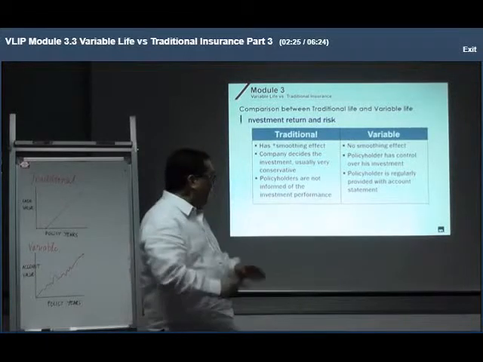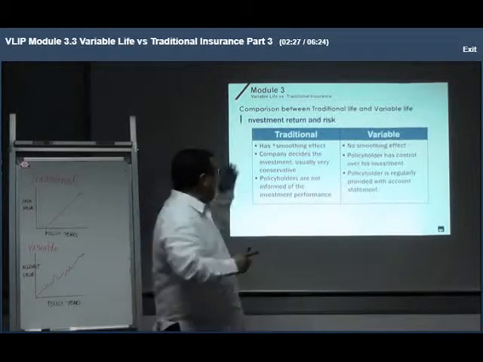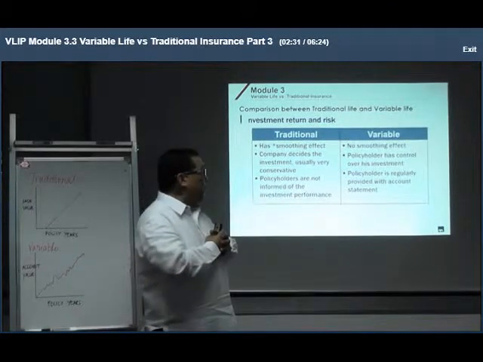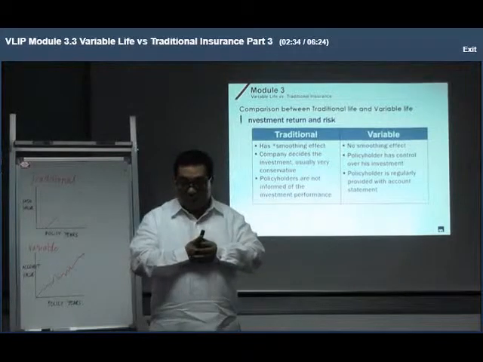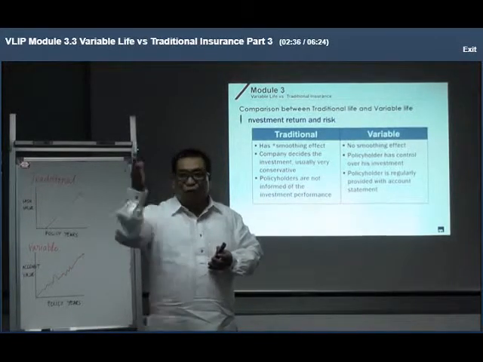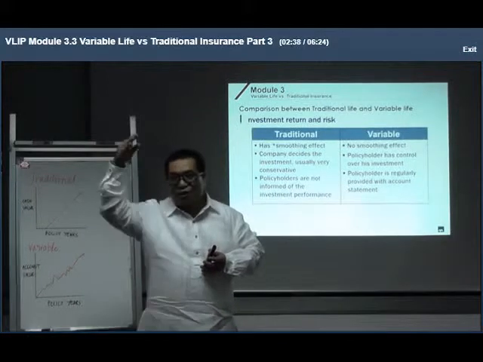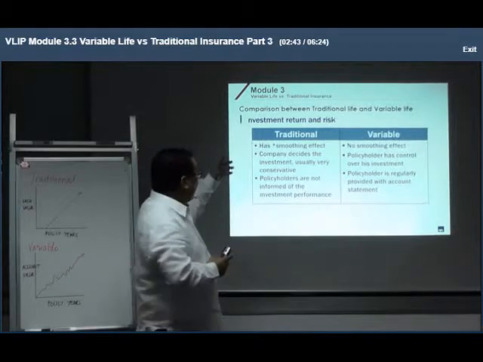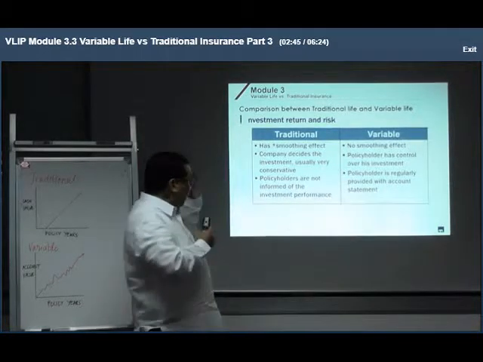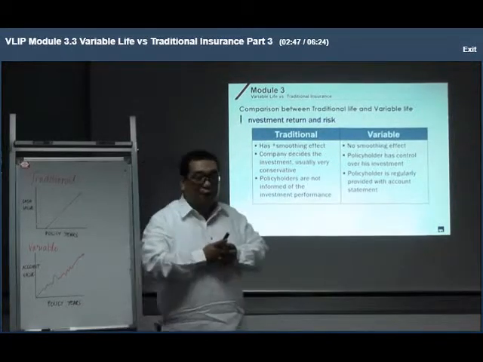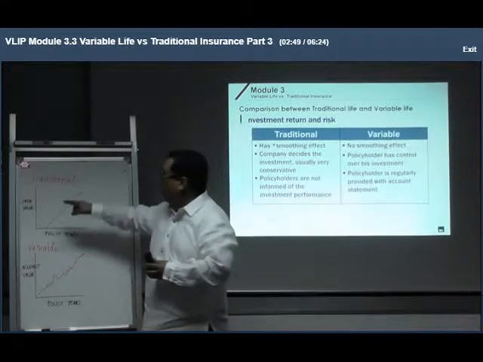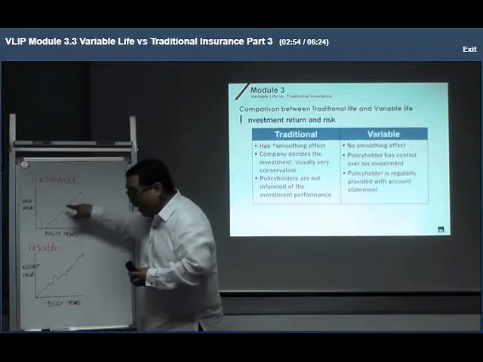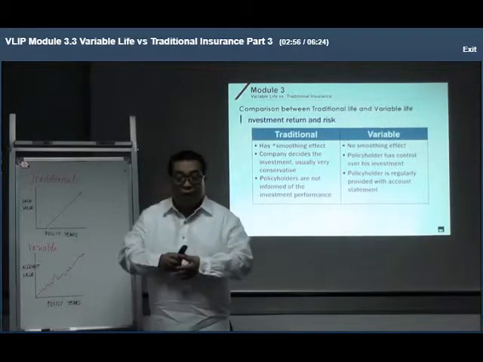And at the same time, in a variable life insurance policy, the policyholder is regularly provided with the account statement. So he knows how his funds grow on a weekly, on a monthly, or even on a yearly basis. Whereas, for traditional life insurance, the policyholders are not informed of the fund performance. It is enough for them to know that their account values or their cash values continue to grow on a regular basis.